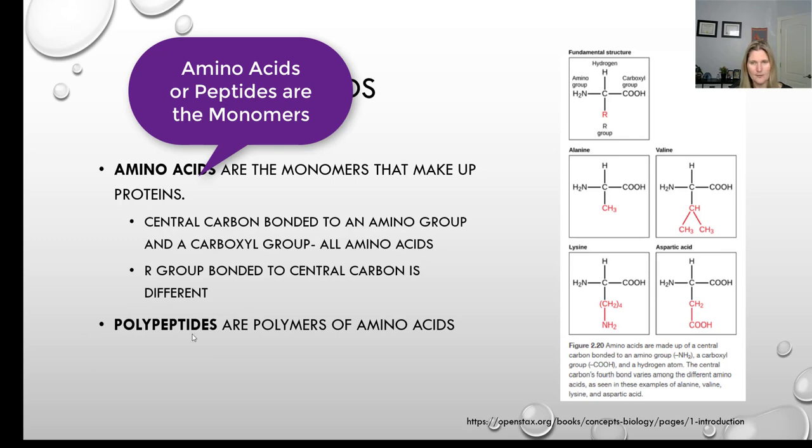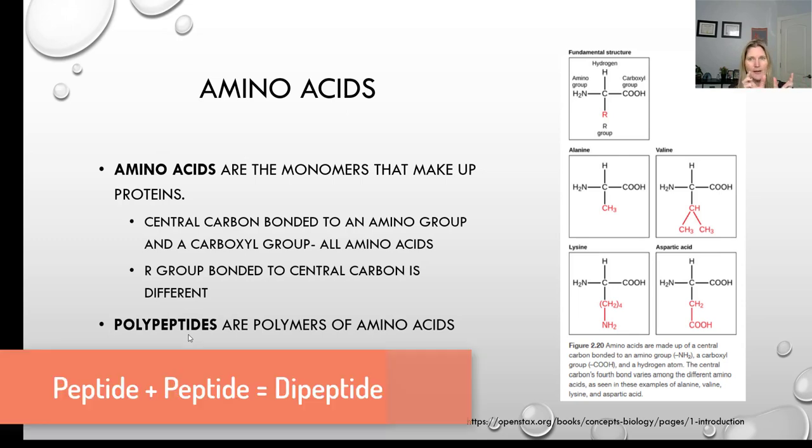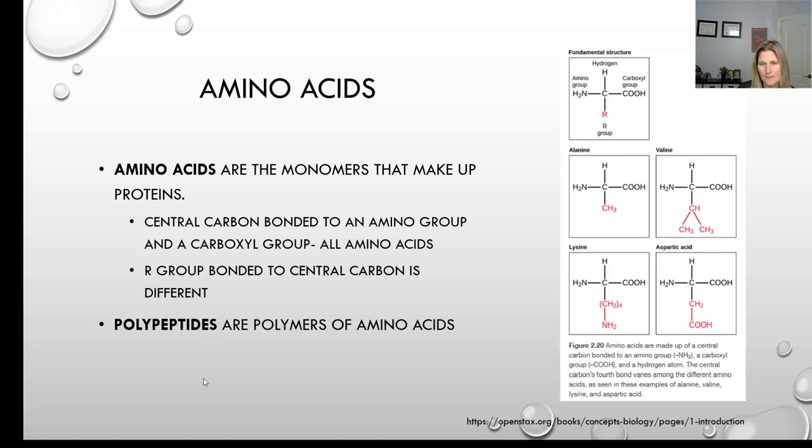Okay, so the subunit is a peptide, or an amino acid. And when we have two peptides held together, we get a dipeptide. If we have three or more peptides together in a line, we get a polypeptide. So think poly, many, peptide, amino acids. And they're basically all linked together with a covalent bond. Just like with carbohydrates, that covalent bond has a special name.